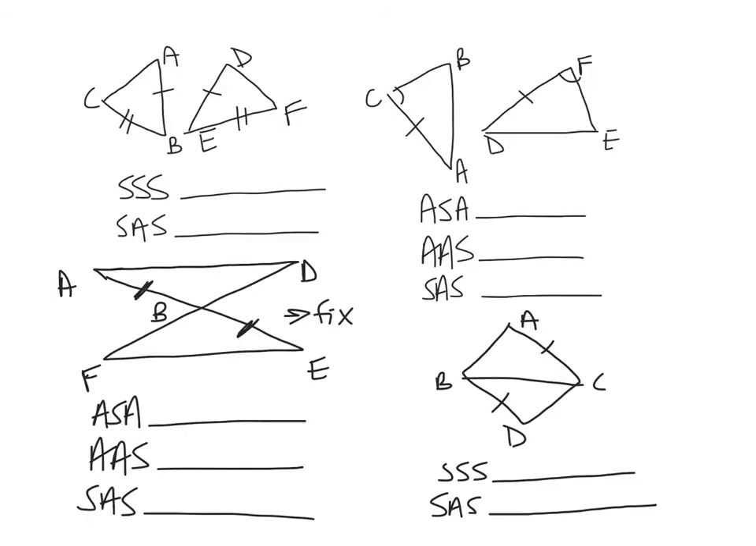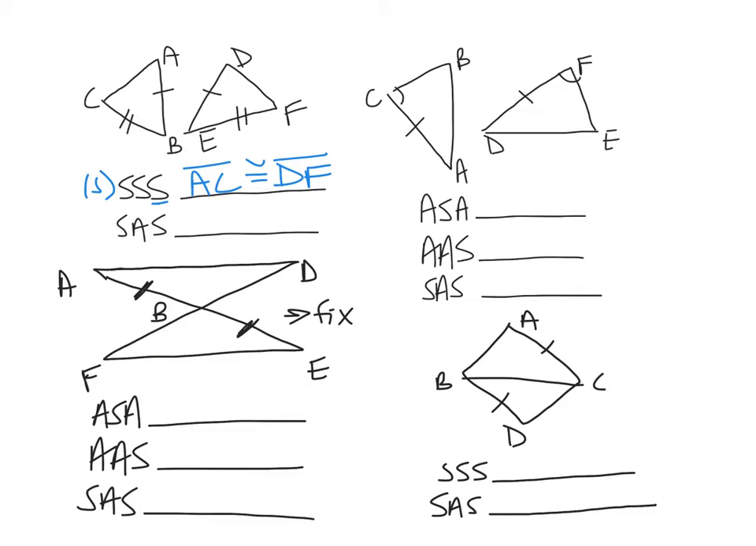So let's look at some examples. In the first example, we're given two sides. So if I want to do side, side, side, I need another side. So we need an S there. And this one is pretty straightforward. We just need AC to be congruent to DF.